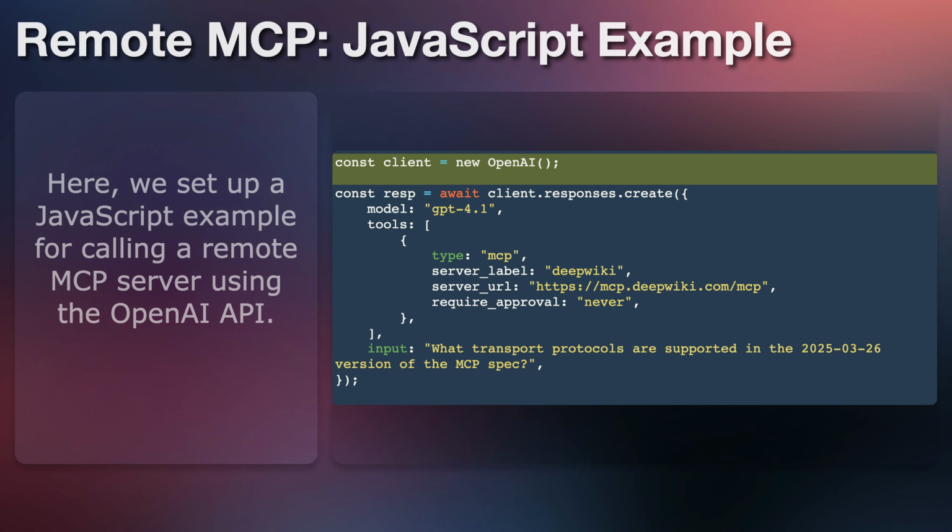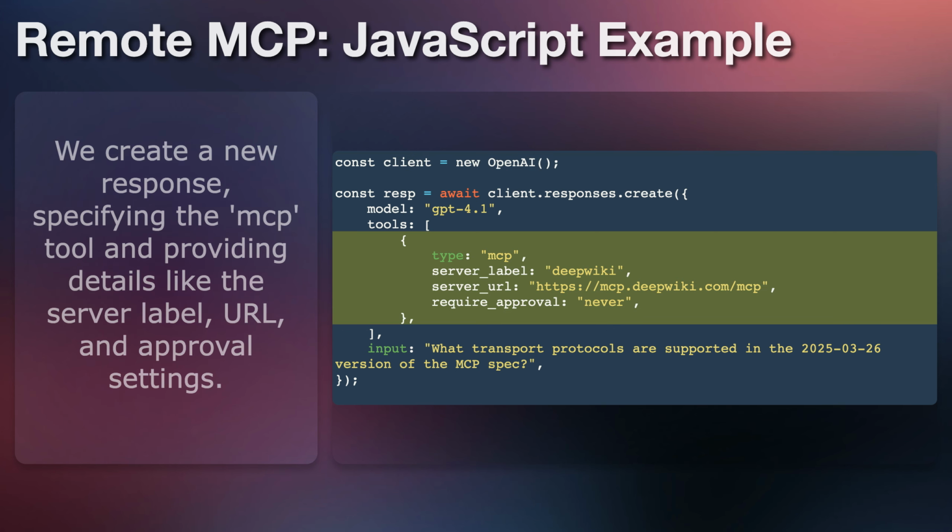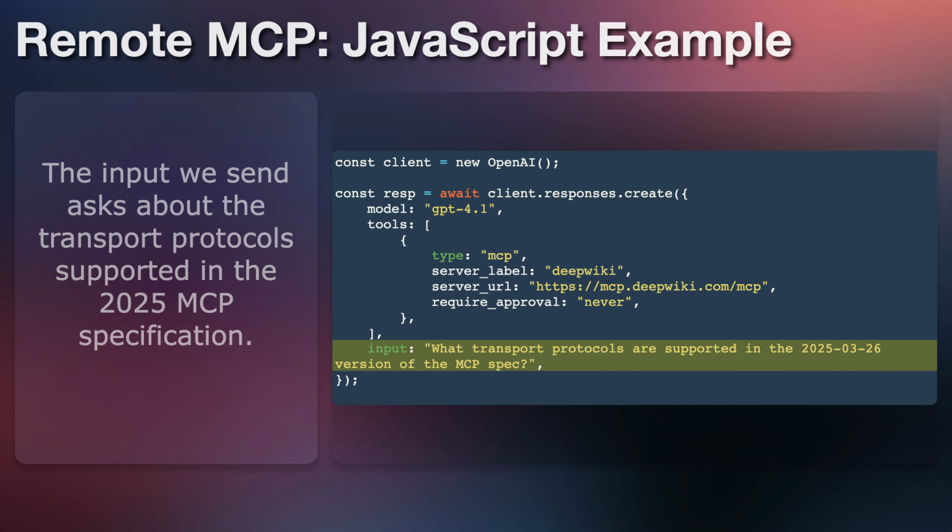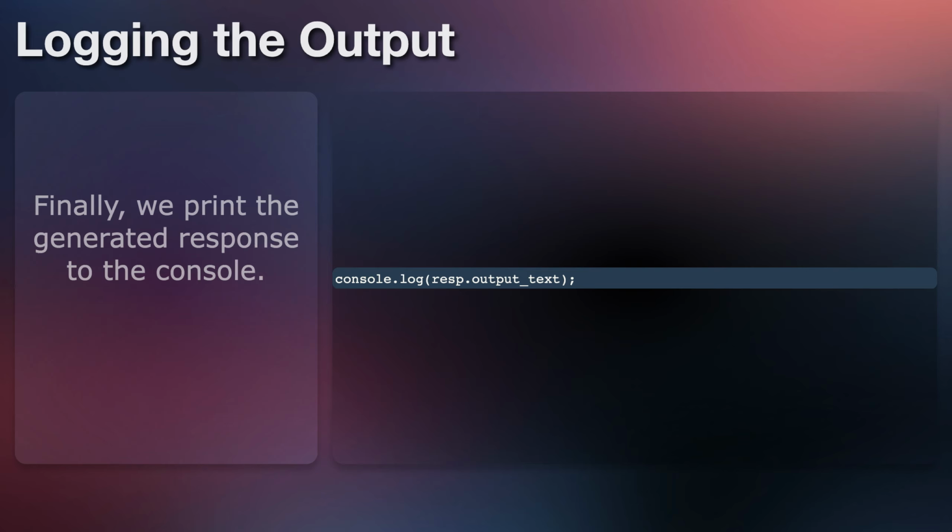Here we set up a JavaScript example for calling a remote MCP server using the OpenAI API. We create a new response specifying the MCP tool and providing details like the server label, URL, and approval settings. The input we send asks about the transport protocols supported in the 2025 MCP specification. Finally, we print the generated response to the console.